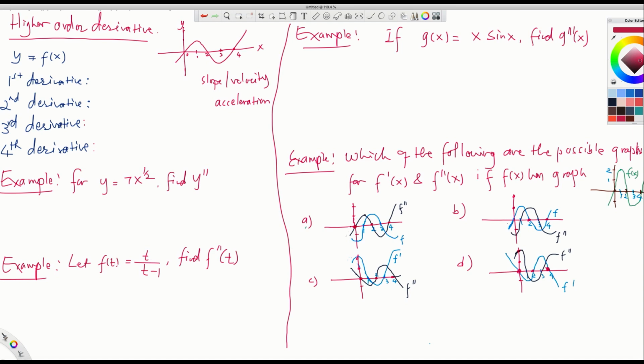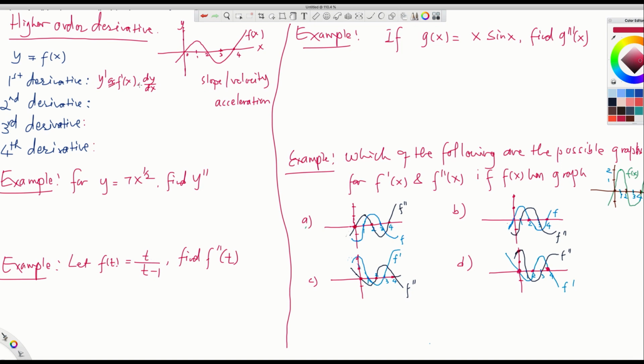Next, let us talk a little bit about the higher order derivative. Suppose y equals f of x is a function whose graph is given like this. How do we denote the first derivative? The first derivative is denoted by f prime of x, or y prime, or sometimes dy over dx. These are the notations we use.